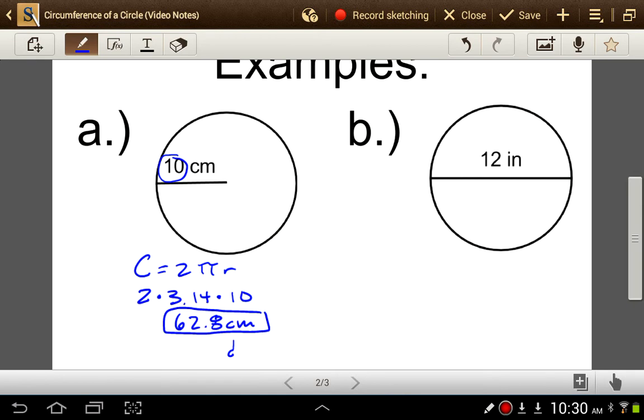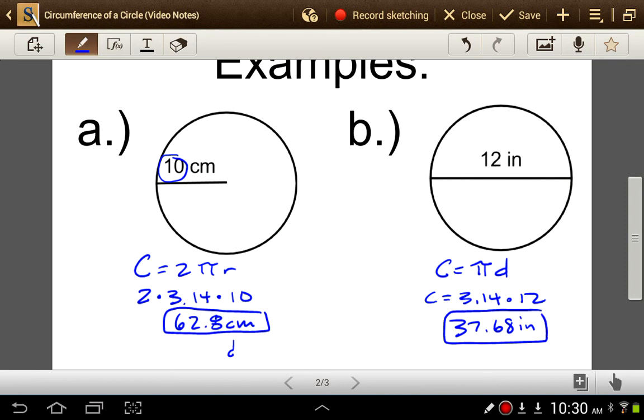Okay. In B, I gave you the diameter for this one, so I'm going to use my diameter formula. C equals pi d. So I just plug in 3.14 for pi, so C equals 3.14. Multiply that by the diameter, which is 12. So when I do 3.14 times 12, I get 37.68, and my unit is inches. Again, it's just inches, and that's it because it's a distance.